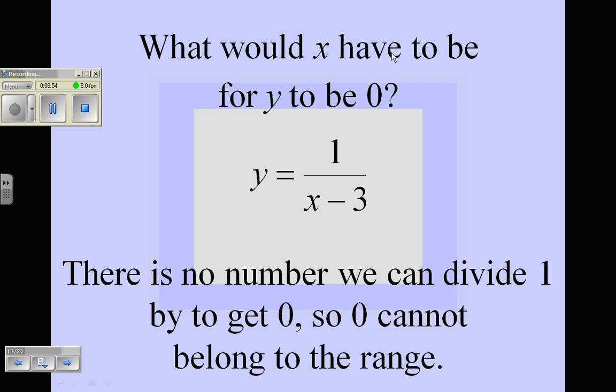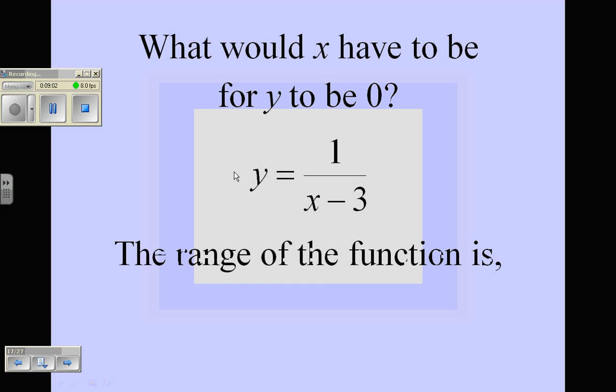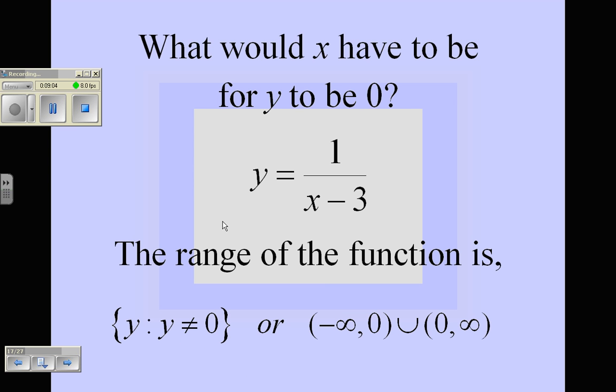And why does that happen? Well, what would x have to be in order for y to be 0? And as I was saying, there's no number that we can divide 1 by to get 0. So 0 can't belong to the range. Therefore, the range of the function is y can't be 0, or in set notation, it can start down here at negative infinity, go up to 0, skip over 0, and then keep going to infinity. This is the way that we say skip over in set notation. So hopefully that's clear. You should write that down. That's rather important.